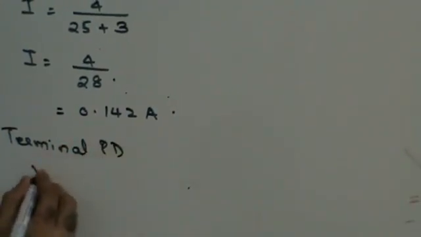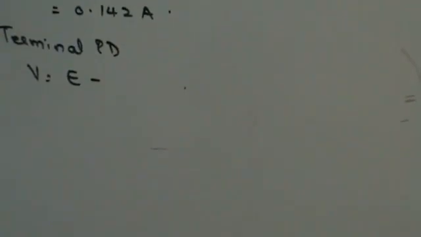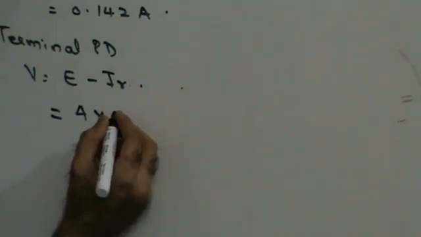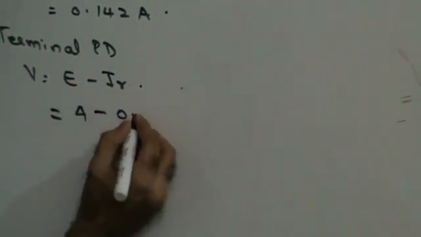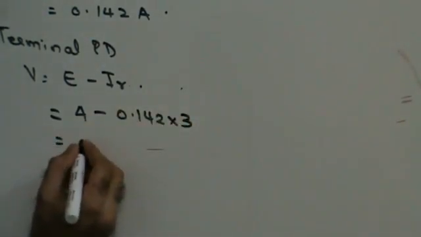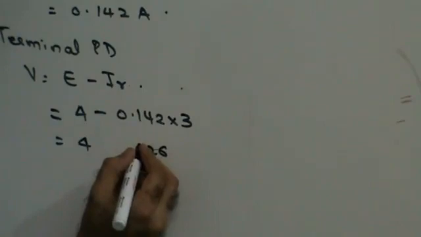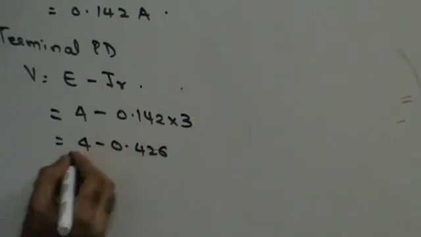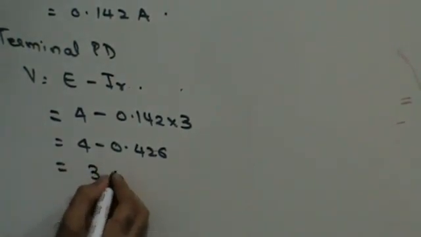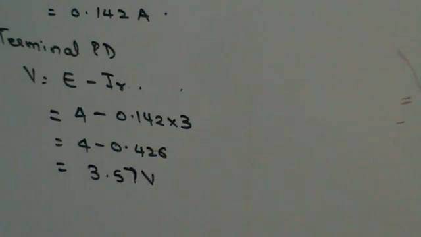Once you have this, then I can find out the terminal potential difference. V is equal to E minus Ir. Either I could do it by this formula or there's another method of doing it. I'll show you. E is 4, so 4 minus I, 0.142 into internal resistance 3. So this is 4, 6, 12, 4. When you subtract this, you will get the answer as 3.57 volts. Did you get this thing clear? So that will be your terminal potential difference.